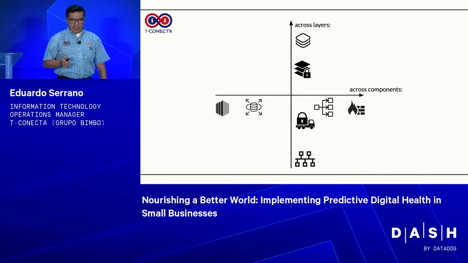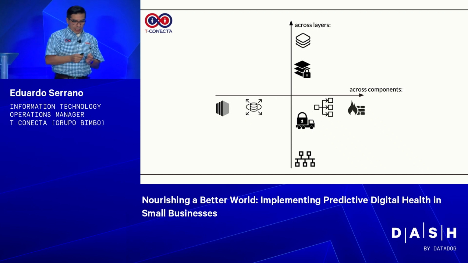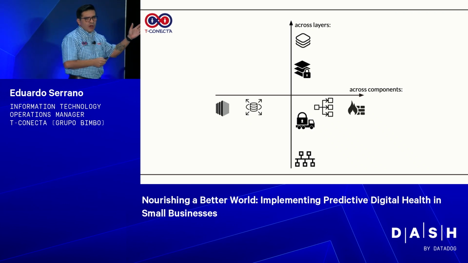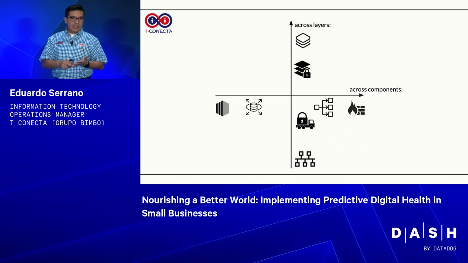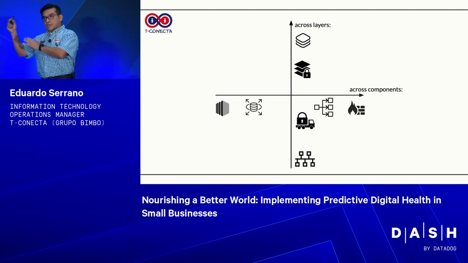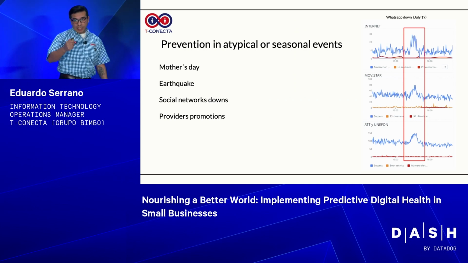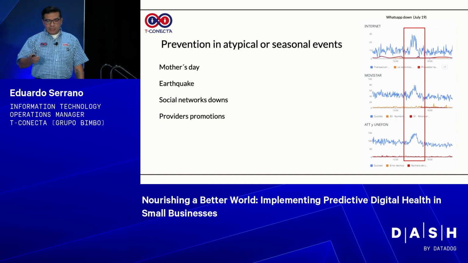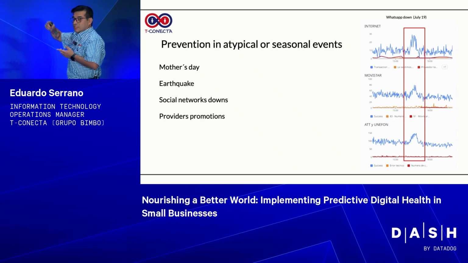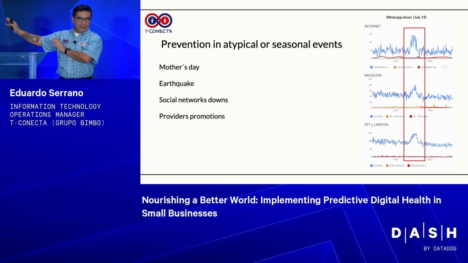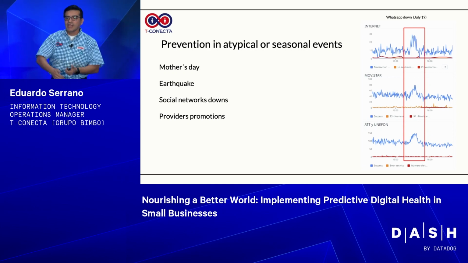And the most important thing is we can prevent what is happening with the platform. In the past months, we have prevented a lot of incidents, database incidents, application incidents, only by observing the correct things in the platform. This is a very funny example, but it's a real example. Now we have prevention for atypical or seasonal events. Believe it or not, we have a very large increase of transactions in these events in Mexico. Mother's Day. Everybody in Mexico loves the mother, and everybody wants to send a message, to call the mother.